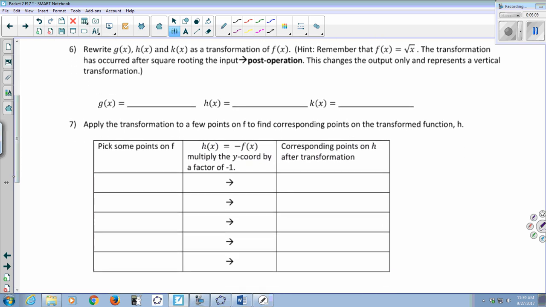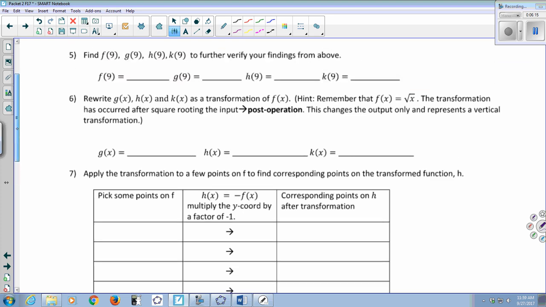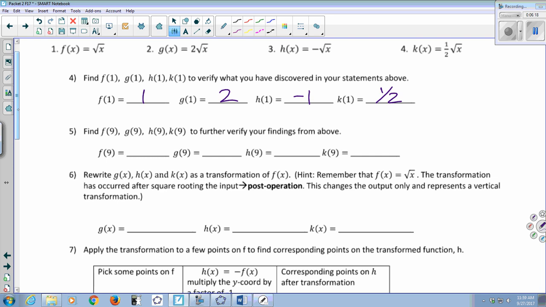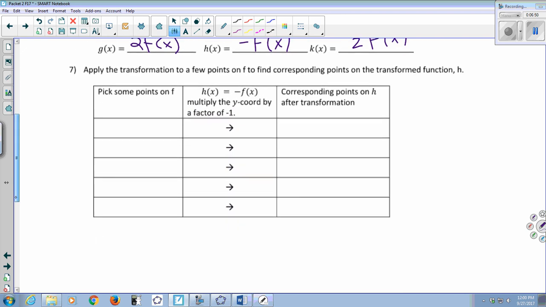I'm going to rewrite g, h, and k as a transformation of f. So g of x, I'm going to go back up and look at my formulas here. g of x is 2 times the square root of x, but the square root of x is the formula for f of x. So instead of 2 square root x, I could write 2 times f of x. And h of x is negative square root of x, but square root of x equals f of x, so I could write this as negative f of x. And k of x I could rewrite as 1/2 times f of x instead of square root x. And I'm going to apply the transformation to a few points on f, find the corresponding points on the function h.